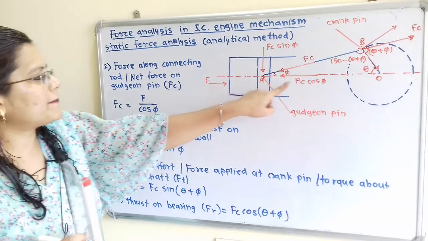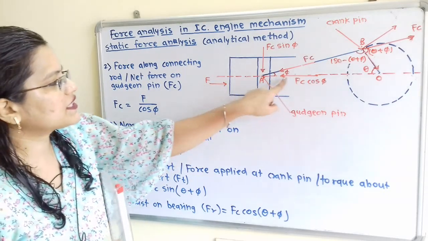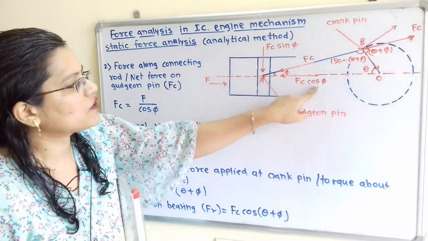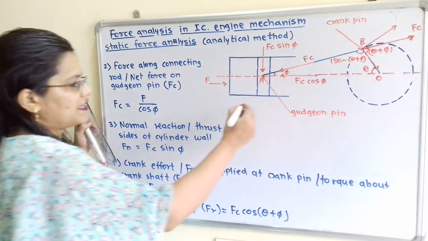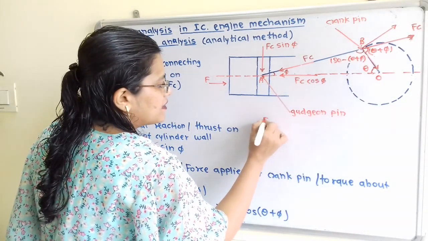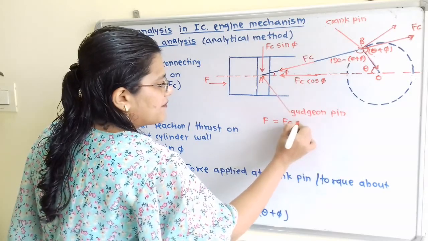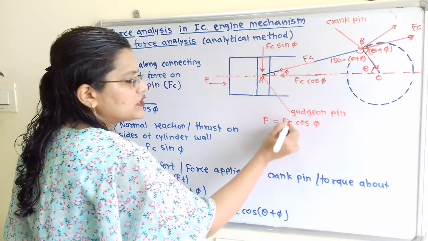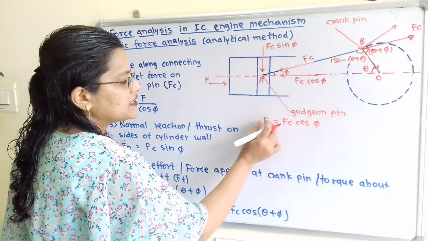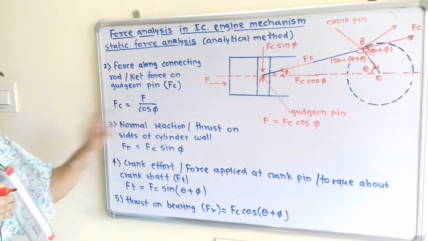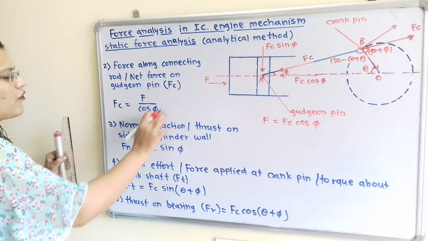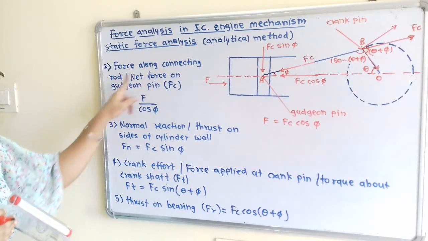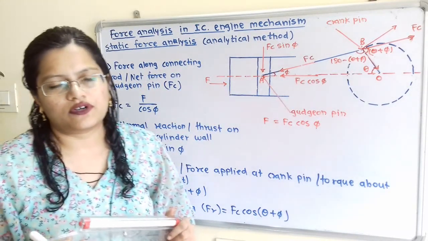Now if we compare this, then F is equal to, because F and Fc cos phi are in opposite direction, so I can write here F is equal to Fc cos phi. So how we can find out this value of Fc? So Fc is equal to F divided by cos phi. So this is the formula to calculate the force along connecting rod.